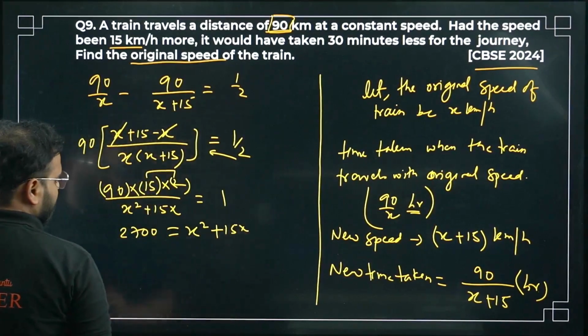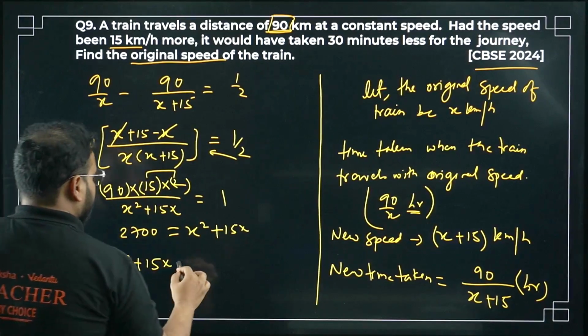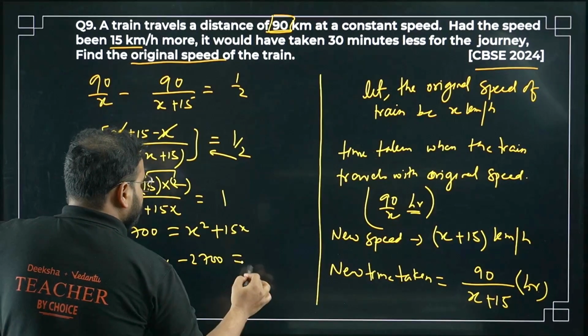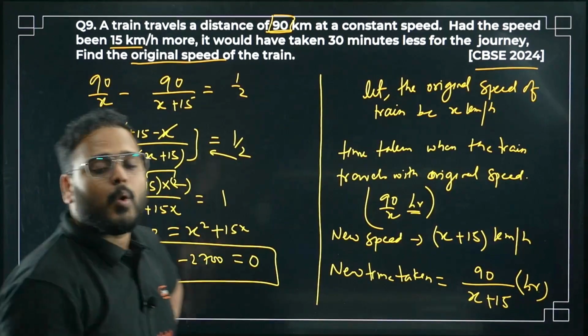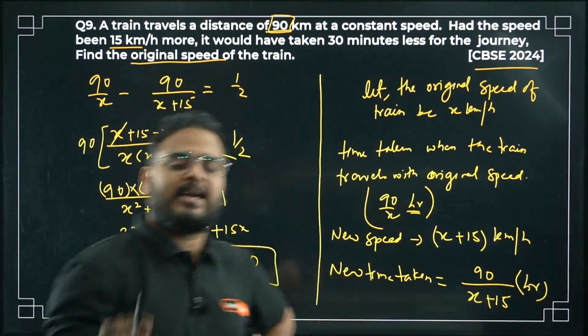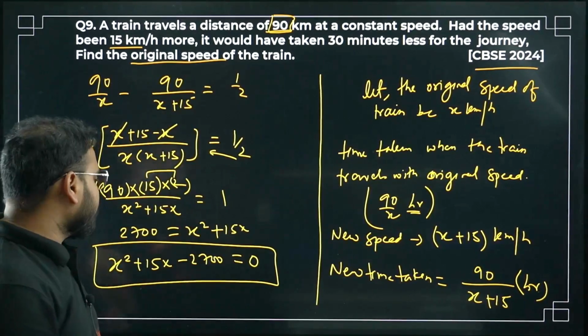Okay. So what do I get now? The equation x square plus 15x minus 2700 becomes equal to 0. This is my quadratic equation we're going to solve to get the value of x. Okay. How can we solve it, sir? We have to factorize this, right? What factors can we take?